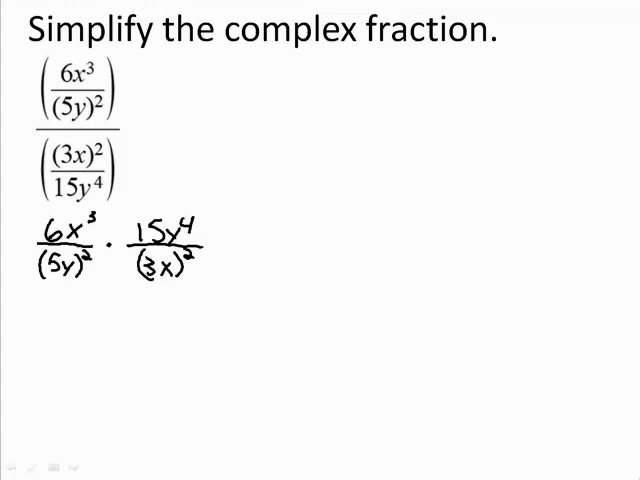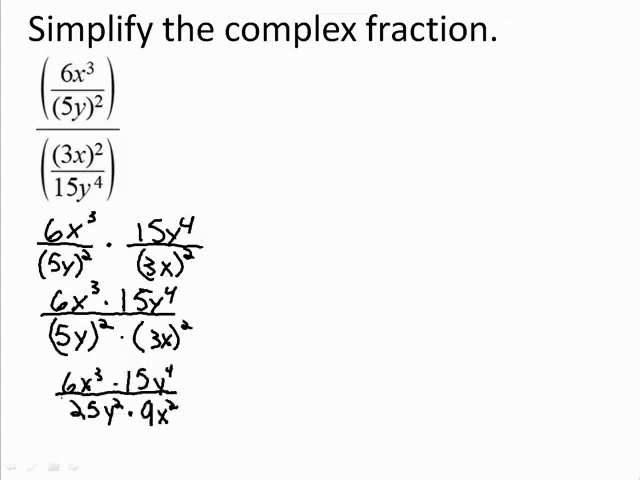Multiply the numerators and denominators. 6x cubed times 15y to the 4th power divided by the quantity 15y squared times the quantity 3x squared. Square the quantity 5y and the quantity 3x. 6x cubed times 15y to the 4th power divided by 25y squared times 9x squared.